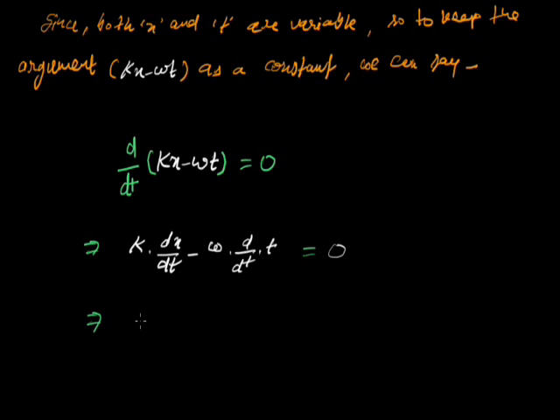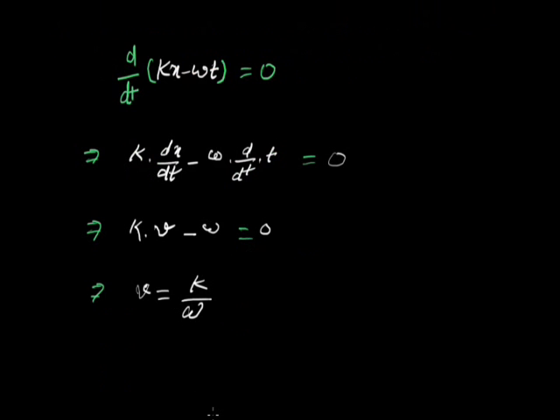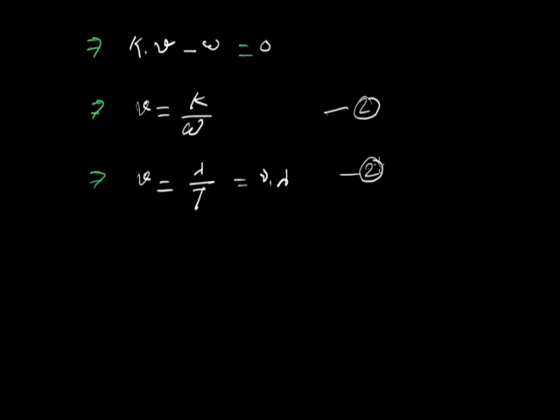Again, from this equation we get k multiplied by the velocity of the wave, dx upon dt, minus omega equals 0. Finally, we can write the velocity of the wave equals omega upon k, where k is the wave number and omega is the angular frequency. If omega is expressed in terms of wavelength and time period, the same equation can be written as velocity of the wave equals lambda upon T. That can again be written as the frequency of the wave multiplied by its wavelength. Both are equation number 2. Equation 2 is valid for all progressive waves.